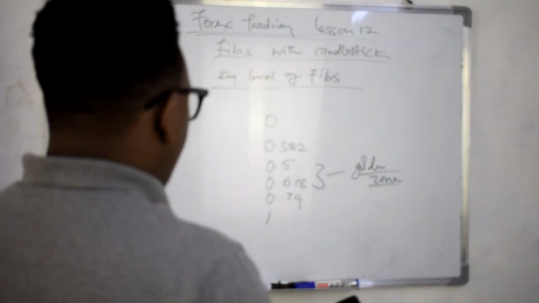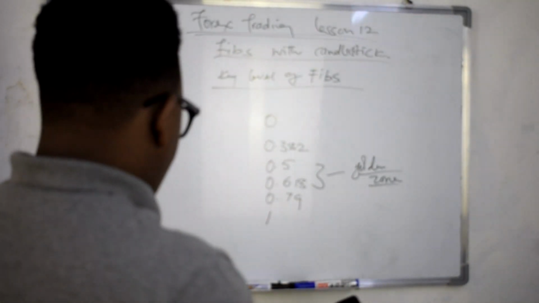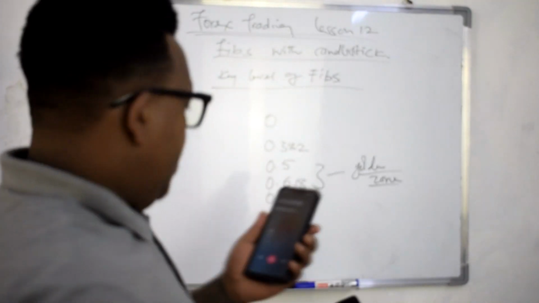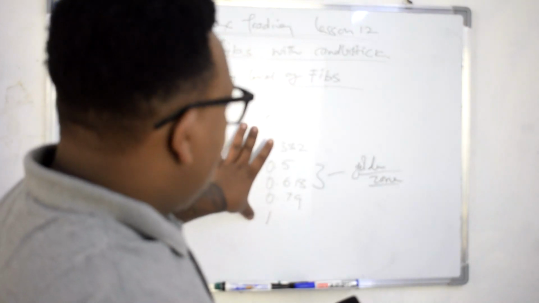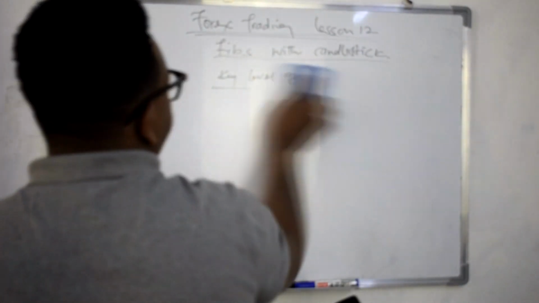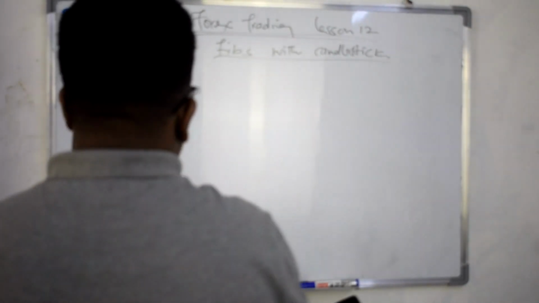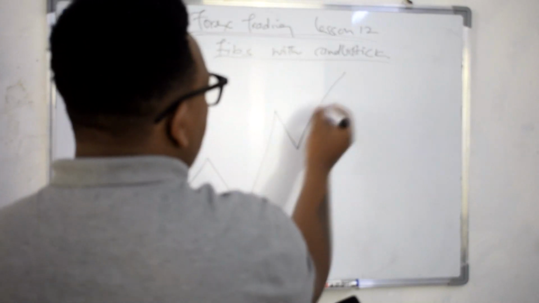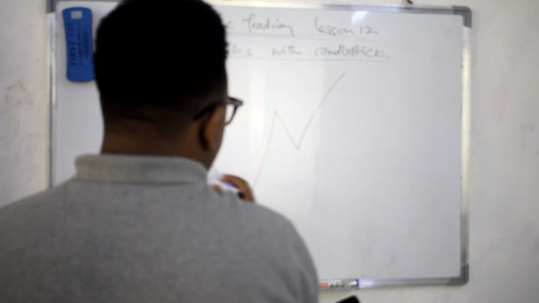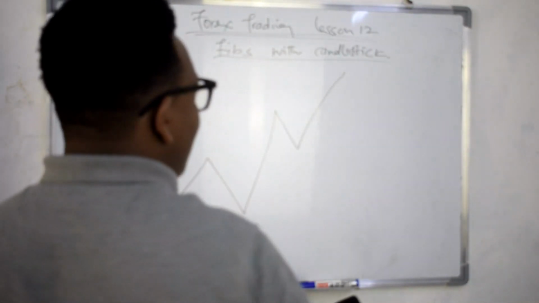So how do you combine Fibonacci with candlestick patterns? Here's the thing. After understanding these key levels, let me draw, for instance, an uptrend. In an uptrend market, we have something like this. So in order to know where the market is going to retrace, first thing first, let's combine three things.